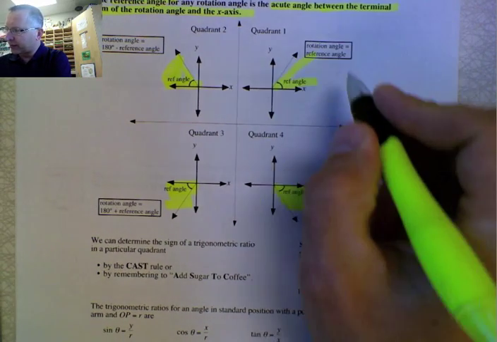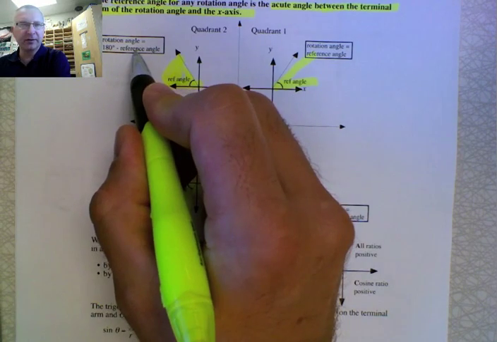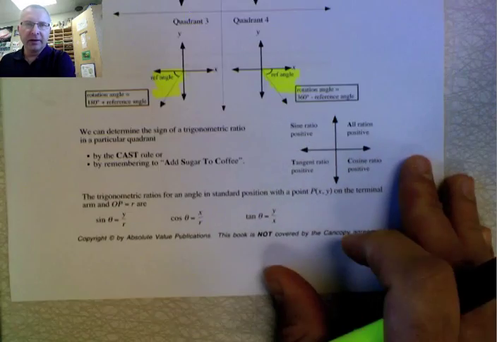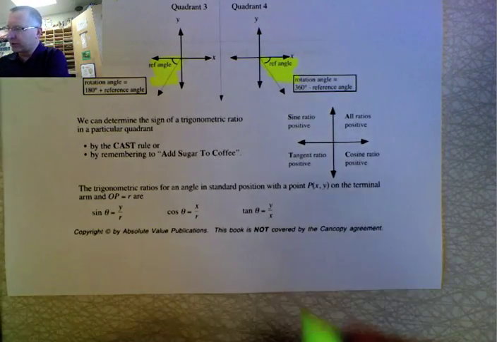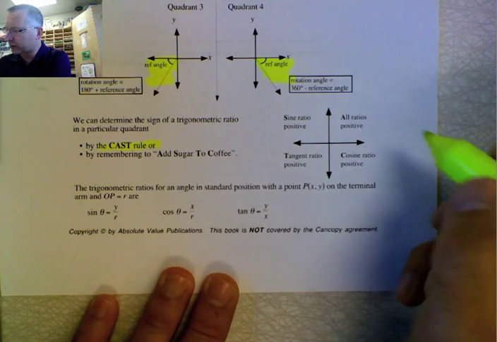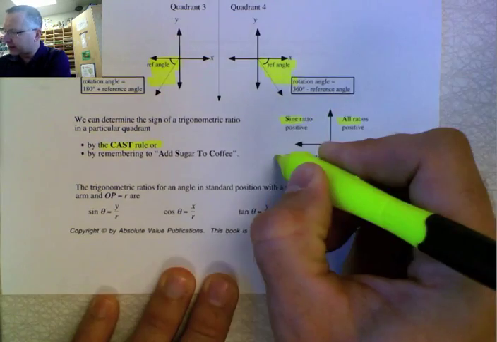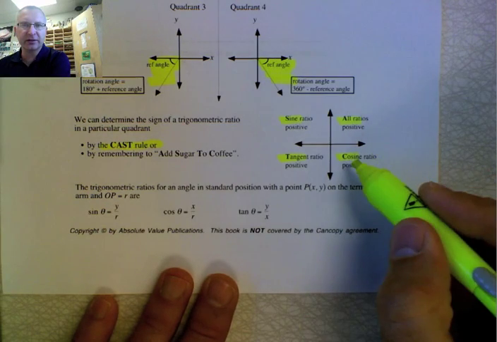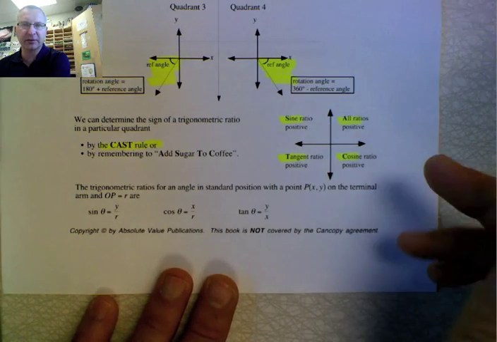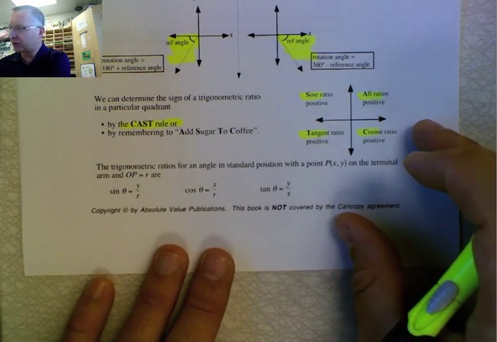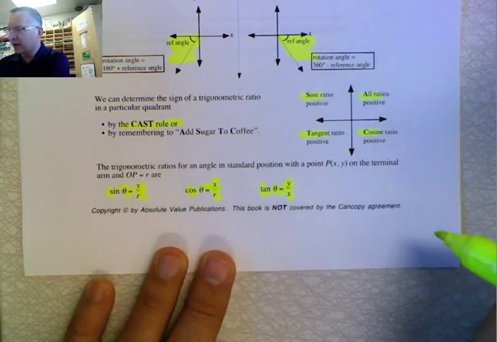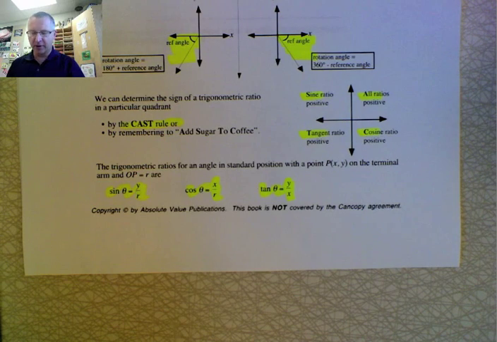There's a couple other things that it talks about in terms of calculating the reference angle, how you do that in each of the quadrants. The other two things we need to remember is the cast rule. That helps us remember what's positive in each quadrant. So we have CAST in each of those quadrants telling us cosine, all, sine, and tangent are positive in those particular quadrants. The last thing we need to remember is the ratios for sine, cosine, and tangent are y over r, x over r, and y over x.